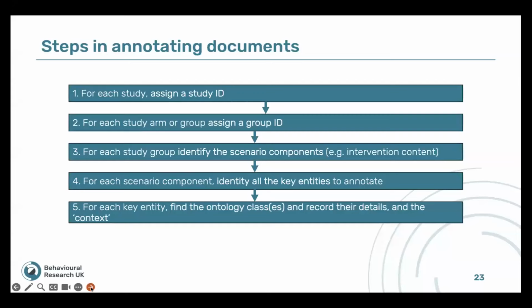Then for each study component, you need to identify all the key entities within it that you want to annotate, and there may be several hundred of them in a really, really well annotated paper, or there may be as few as 40 or 50, but there'll be a lot. And then for each entity, your job is to find ontology classes, record the details that led you to assign that class, and give the context of the class that you found in the paper. Next slide, please.